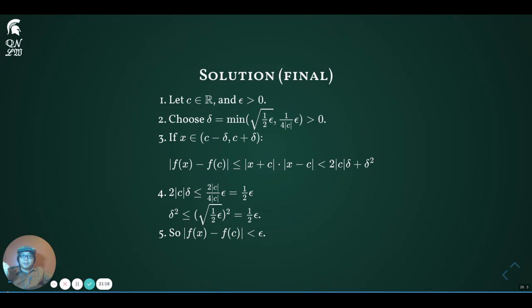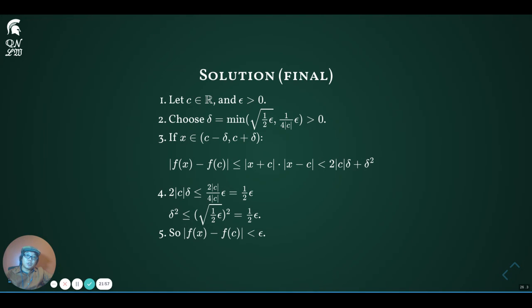Let's implement this idea. Again, take the center C to be a real number and epsilon positive. I will choose delta to be the lesser of two quantities. The first is the square root of 1/2 epsilon. This would hold delta squared to be less than half epsilon. The second is epsilon divided by 4 times absolute value of c. This would hold delta times twice absolute value of c to be less than half epsilon.